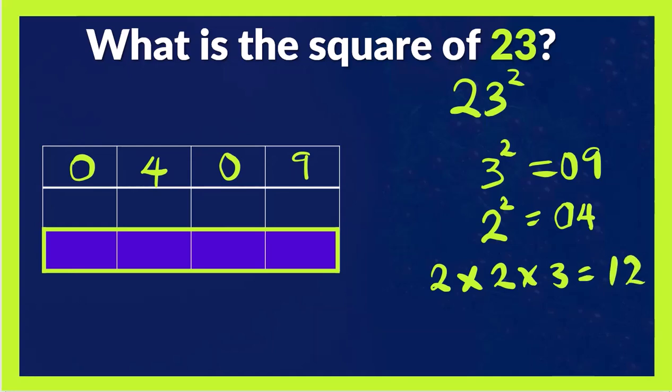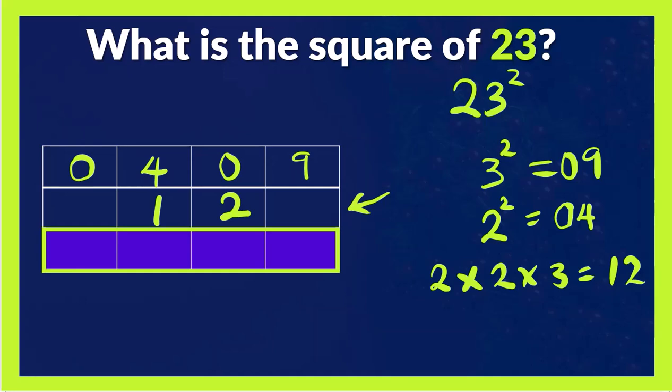For this 12 now, we are going to put it on the second row. On the second row, it's not going to start here, it's going to start from here. So for the 12 that we have gotten, we will write the 2 here and we will write the 1 here. Now we are almost at the final stage.